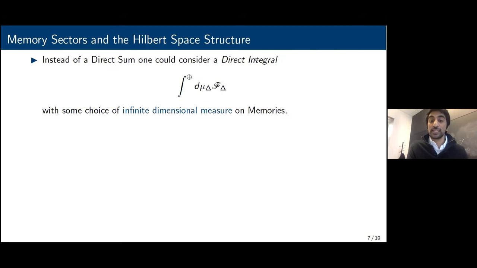Instead, it's much more sensible, and we can construct a separable Hilbert space, to consider a direct integral over all of these memory Fock spaces. So I don't have time to get into the construction of a direct integral.